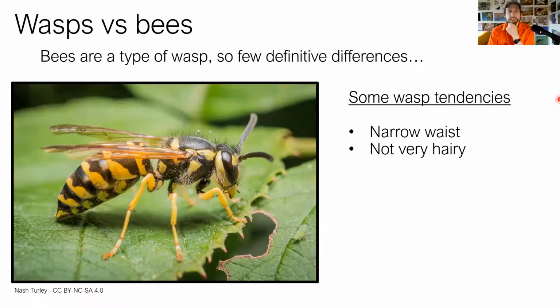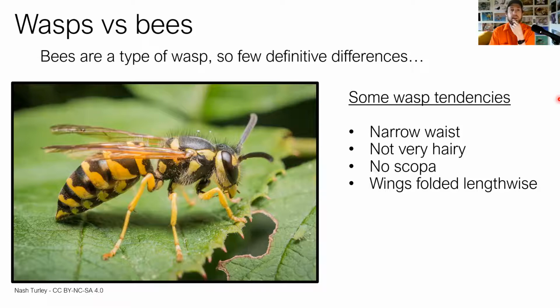They're often not that hairy, though this wasp here does have a lot of hairs, but it's not quite as thick as you might think of on bees. They do not have a scopa, or those clusters of pollen carrying hairs. Some wasps will fold their wings lengthwise, so when they're holding them, they kind of fold over like a hot dog bun.